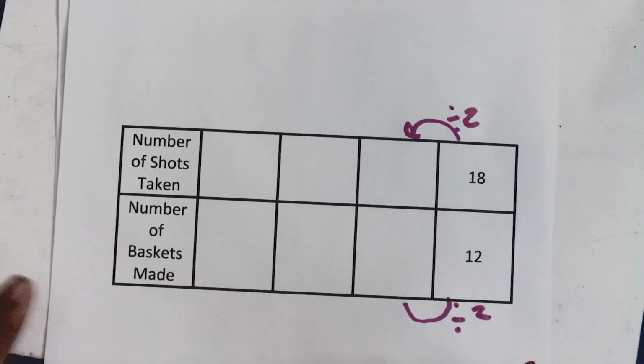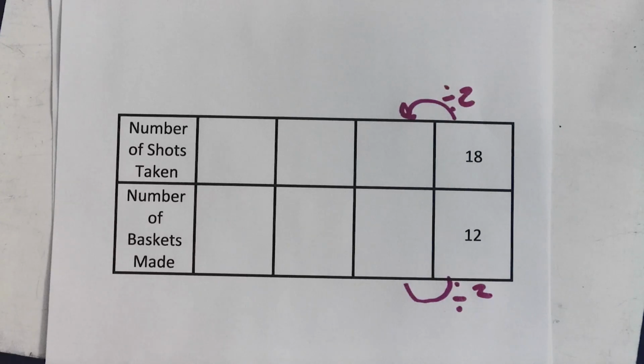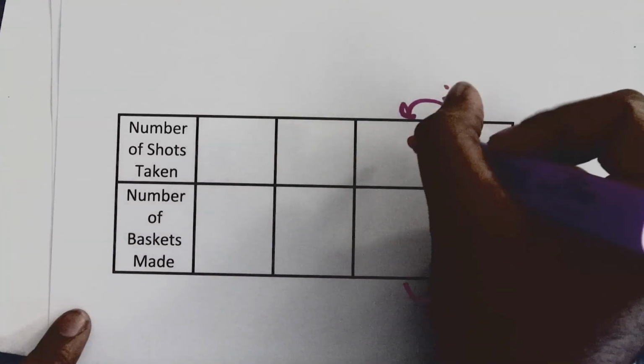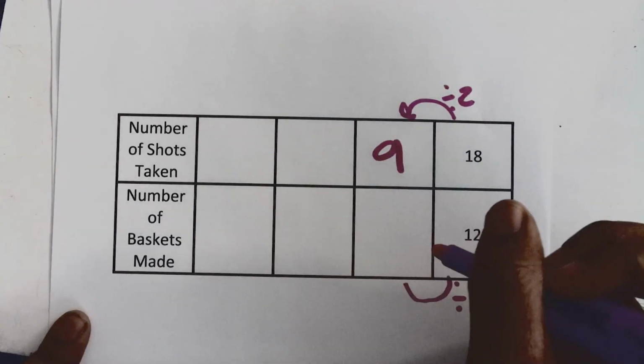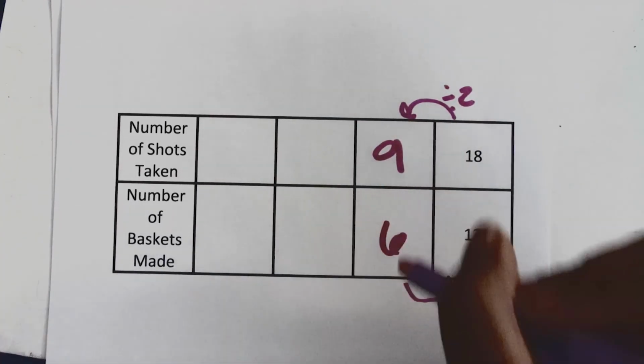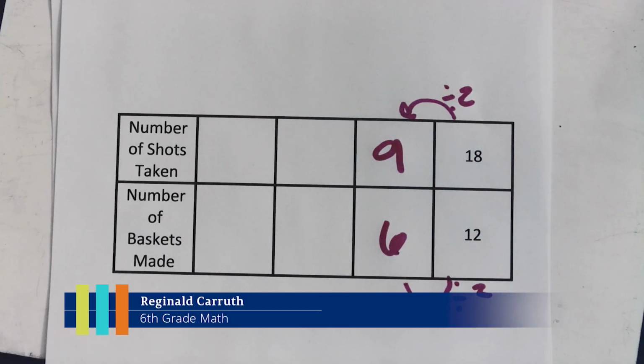What are our new terms? I'm going to divide 18 by 2. That's going to give me 9. And 12 by 2, that's going to give me 6. But we are looking for 6 shots, so what can we divide the 18 by to get 6?